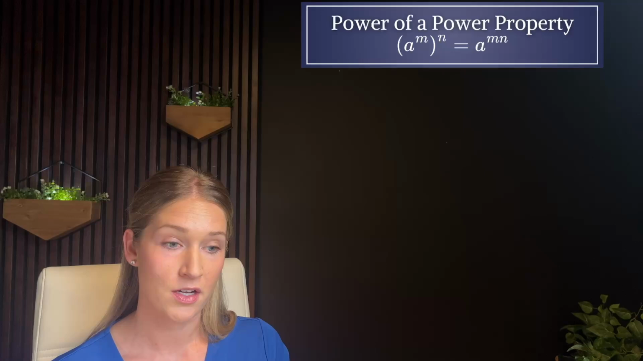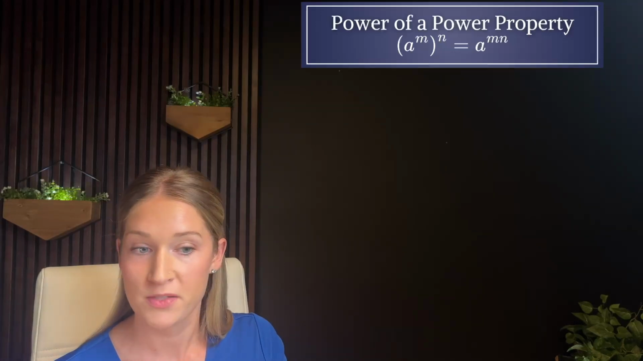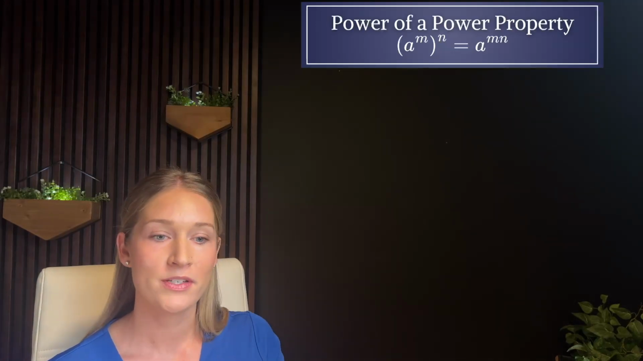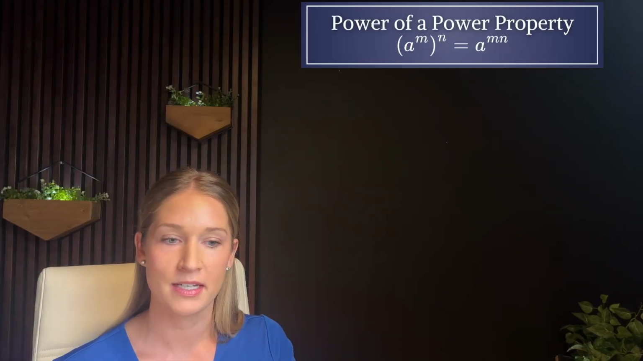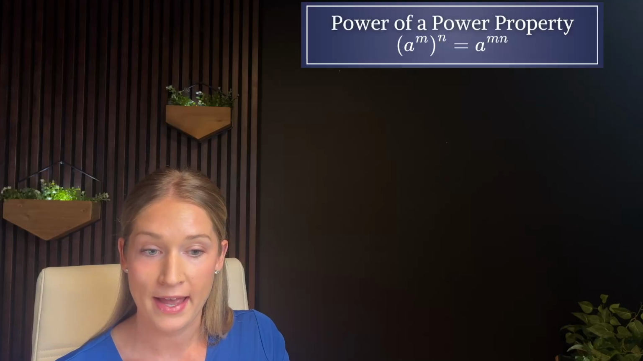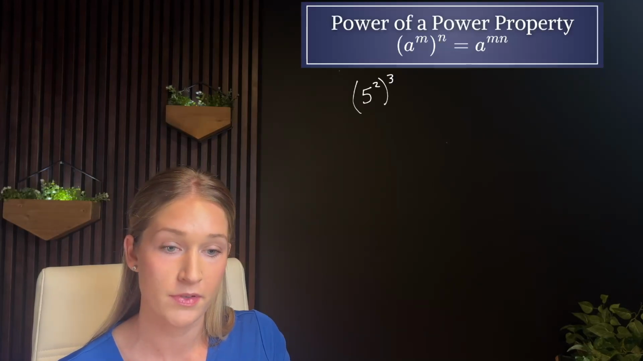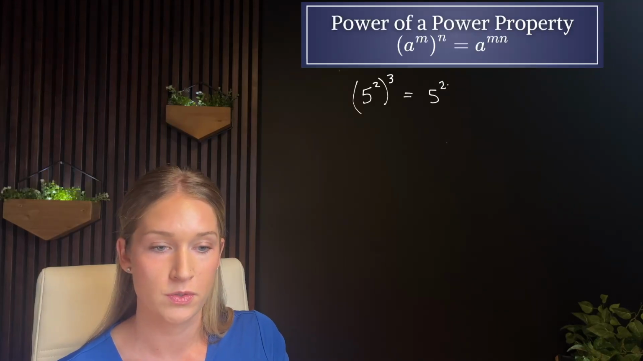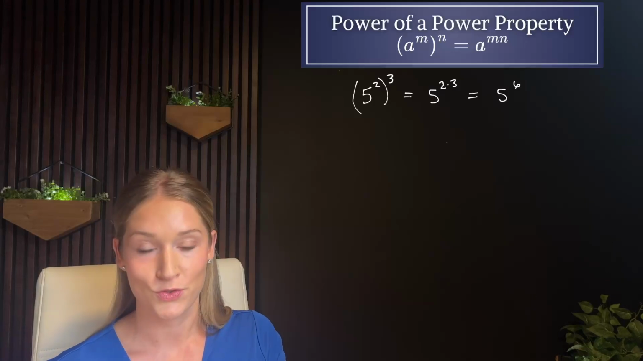The last one we'll talk about is when you have a power of powers. So this says you have a base with an exponent, and then you have another exponent on that. What we do is we just multiply the two together. So m and n were both exponents. We just multiply them to get our new exponent. So if I have, for example, 5 to the power of 2, and I'm raising that to the power of 3, then this would just become 5 to the power of 2 times 3, or 5 to the power of 6. And here's why.